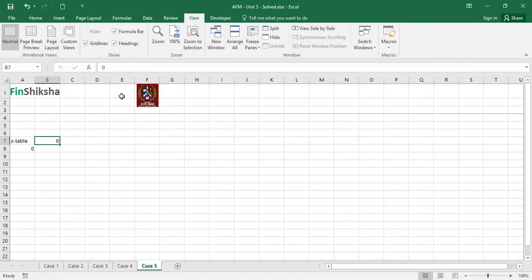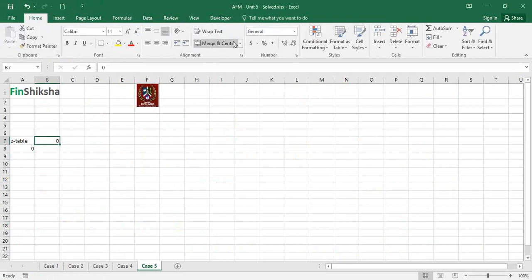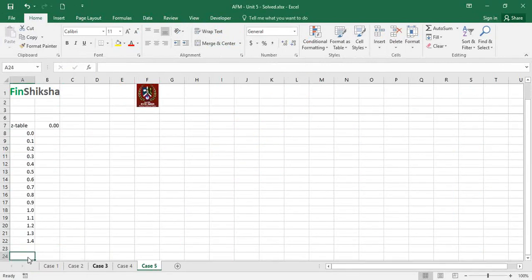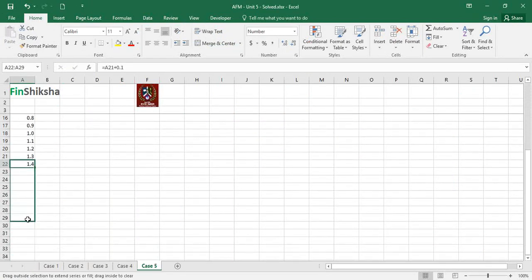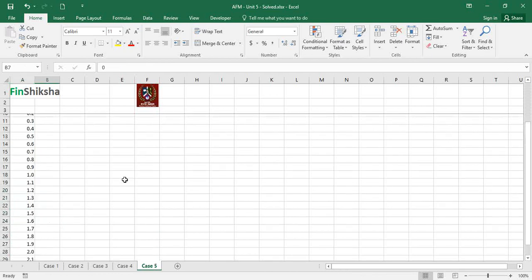And go to home, and let's convert it to a number itself, and that's 0.00, and I'll add one decimal point here. Here we're going to add 0.1, so we're going to keep doing that all the way down till, let's say, 2.1 or whatever.